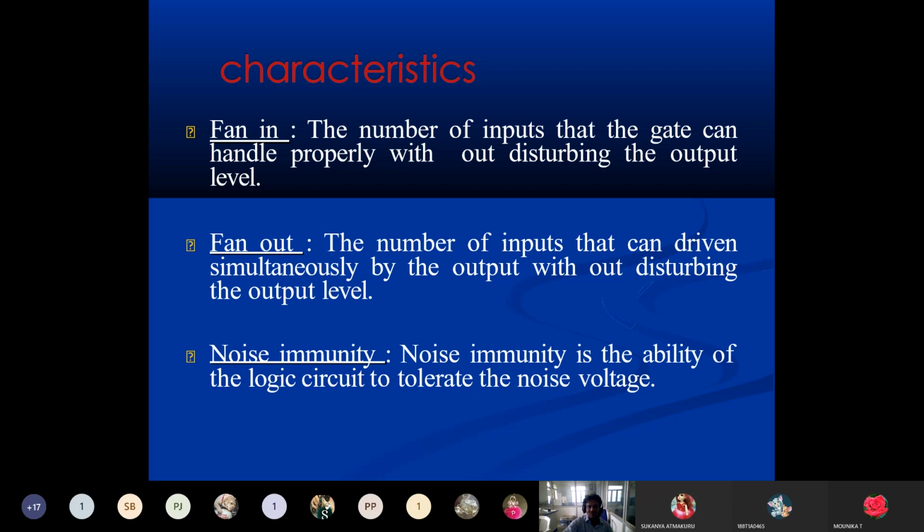So the noise immunity is the ability of the logic circuit to tolerate the noise voltage.